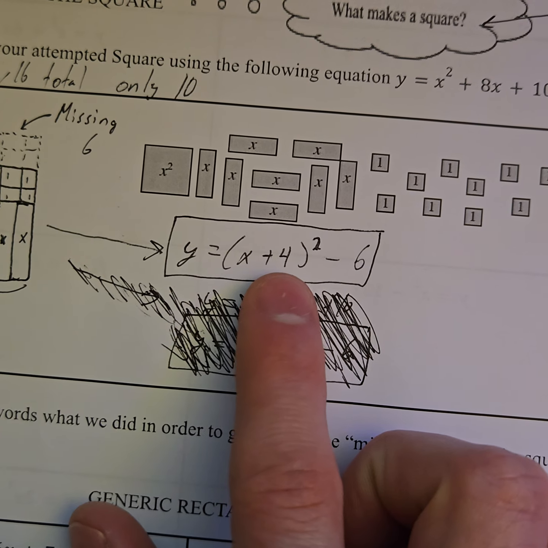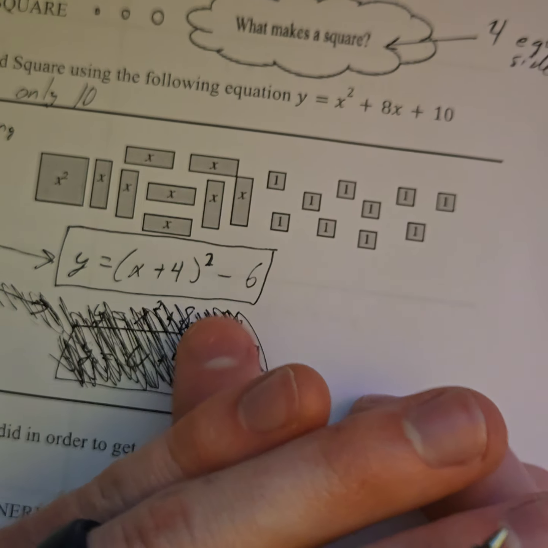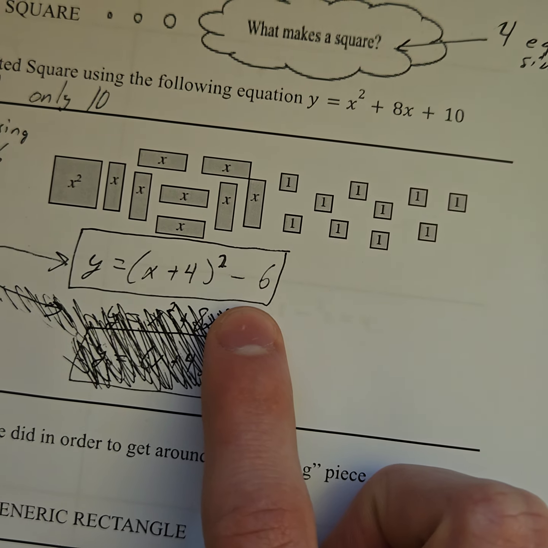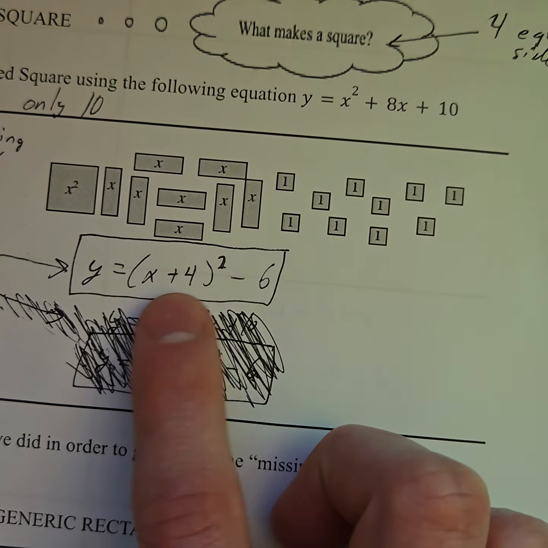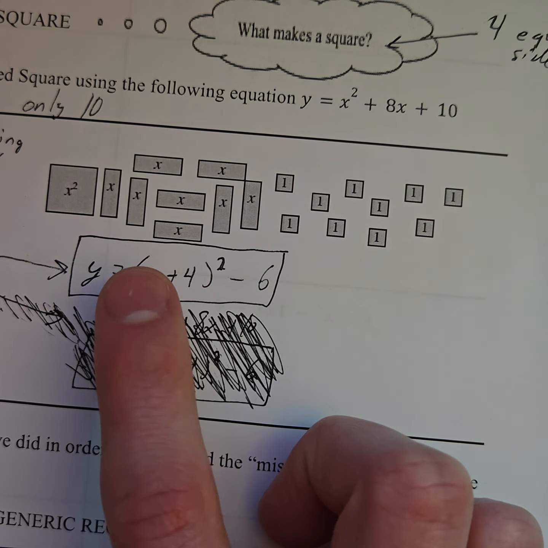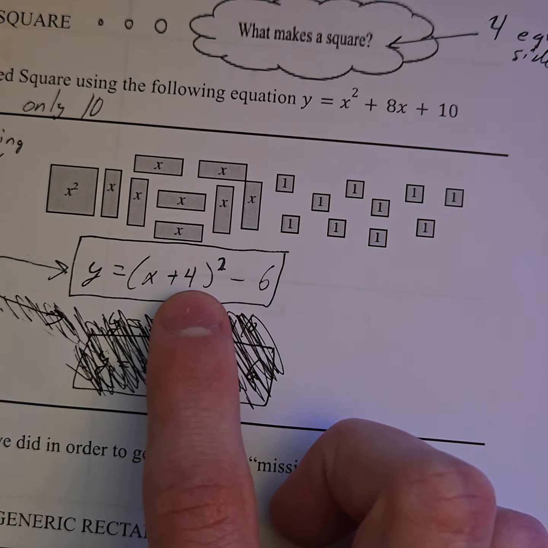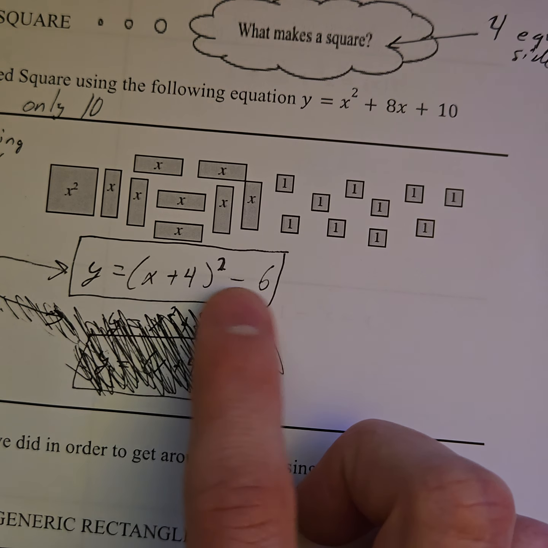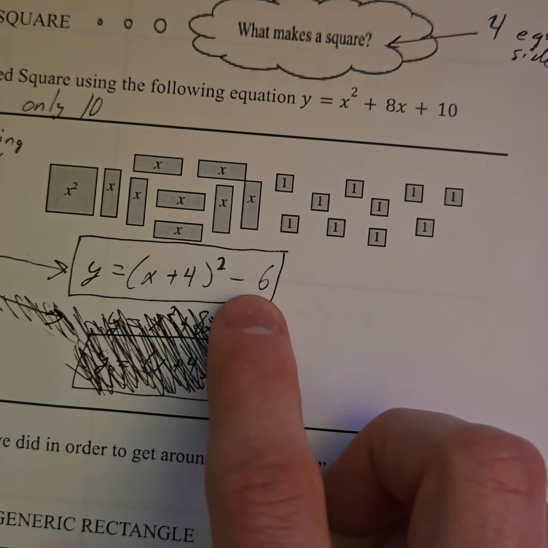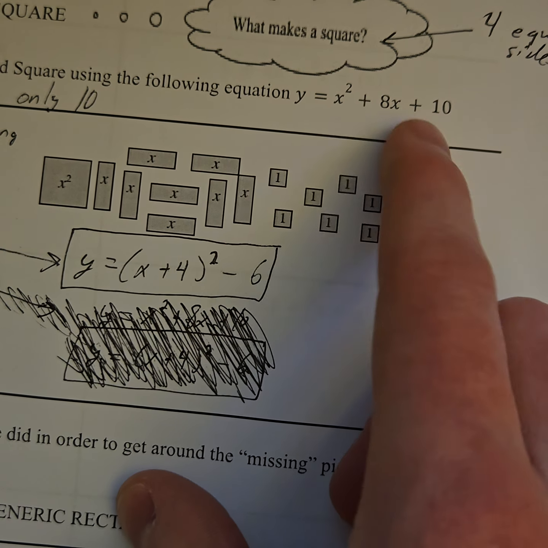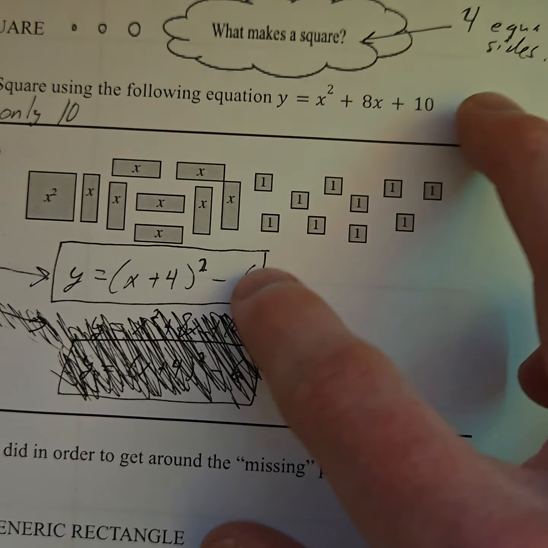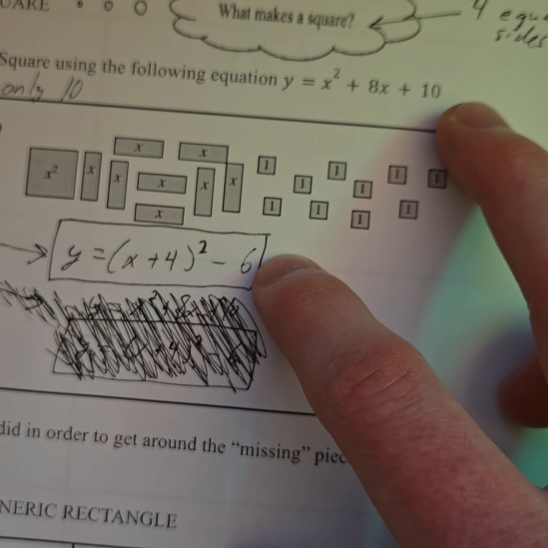Okay, we have written this problem in graphing form. Okay, so if you were to multiply this out, you would get x squared plus 8x, and then you would have plus 16. You would subtract 6, and you would end up with the same expression here. So these two expressions are equivalent now.